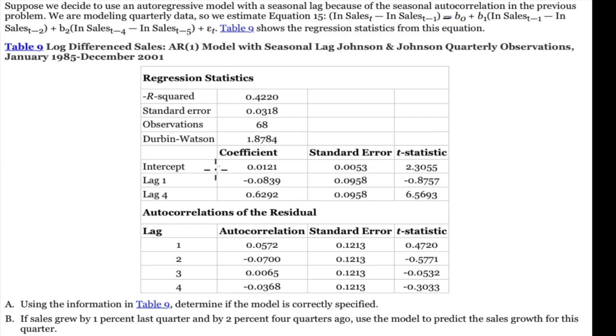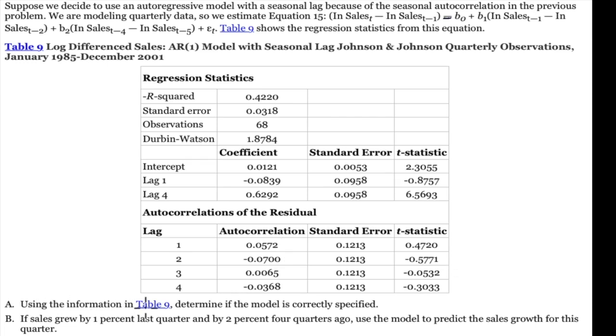Table 9 shows the regression statistics from this equation. So here's our regression statistics: our intercept, coefficient, standard errors, t-statistics. Here's our autocorrelations. Let's have a look. Look at that. Nice and clean. No serial correlation here. We're good to go. Now, we don't know whether we have an ARCH(1) process here. This is not telling us if it tested for that. We'll just assume that that's not part of this question.